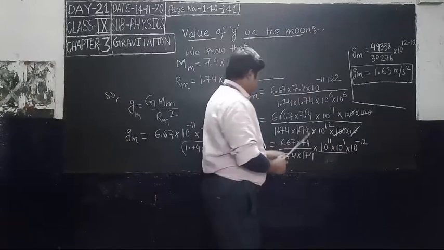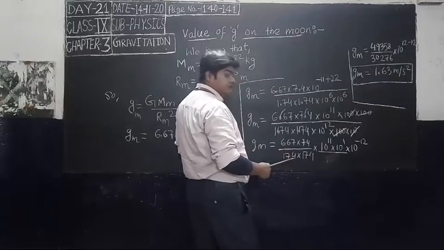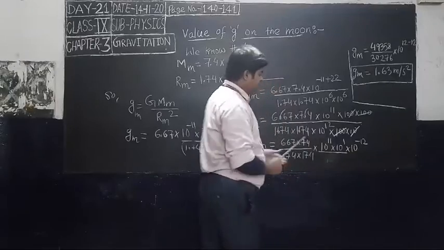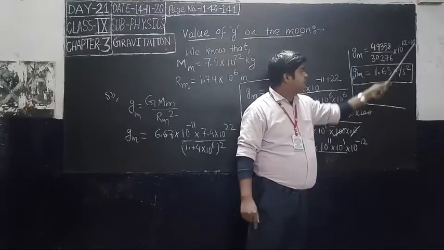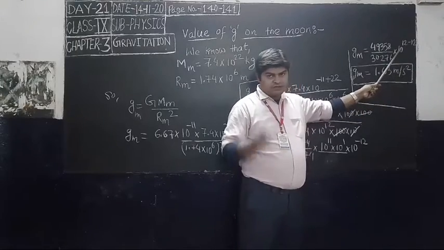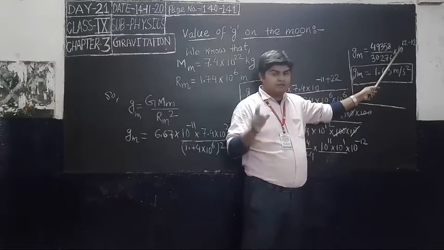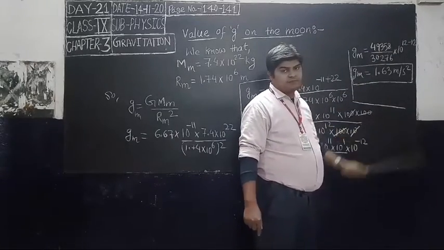Now 667 into 74 becomes 49358, by 174 into 174, which becomes 30276, into 10 to the power 11 plus 1, 12, 12 minus 12, that means it cancels out and becomes 10 to the power 0, any power of any digit becomes 0, sorry, 1. So this becomes 1.63 meter per second square.